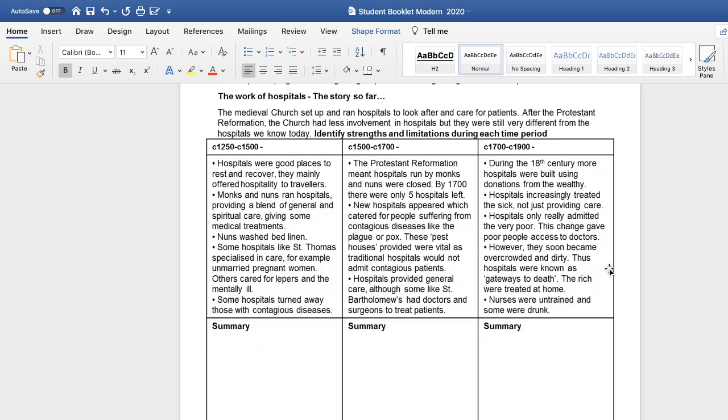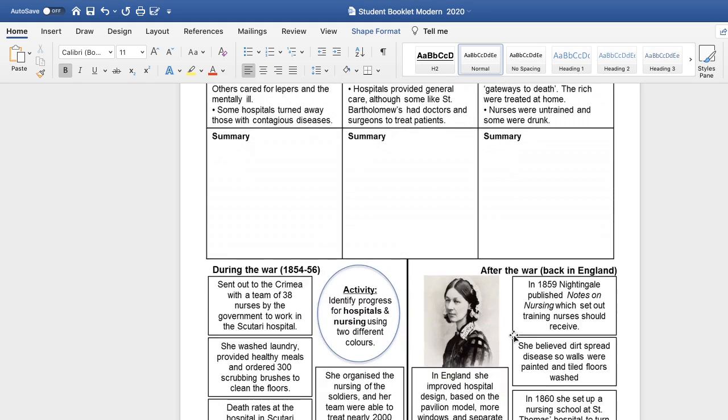And finally, that's a big difference, because now you have hospitals that poor people can be treated at, because before, it was quite expensive and only the rich could access hospital or medical advice. But they were still incredibly overcrowded. It was very, very hard to make sure that diseases weren't spreading. And in this lesson, we're going to see that change. We also talk here about nurses being untrained.